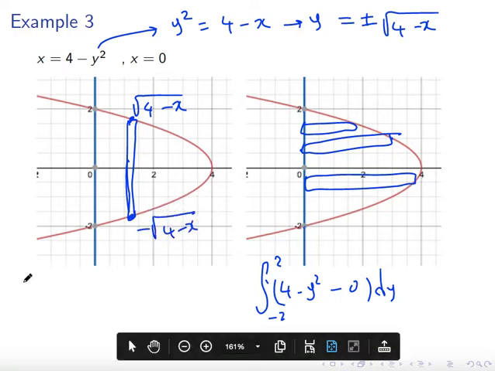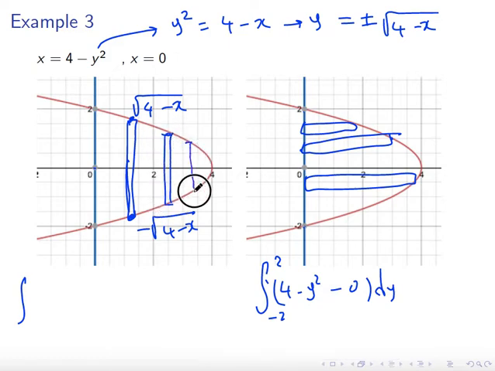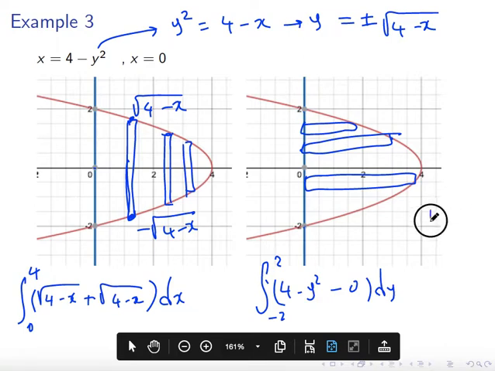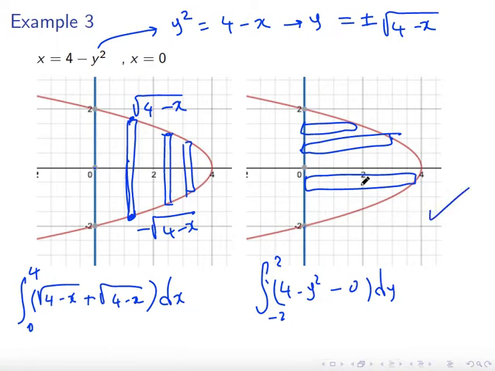Now if we set the integral with respect to x, x is moving from 0 to 4. It's basically how the vertical rectangles which are covering this area are moving. So it's from 0 to 4, and then the top one minus the bottom one, which is the square root of 4 minus x, minus negative square root of 4 minus x, which is going to be plus, so 2 times the square root of 4 minus x, dx. As you see, this is not very hard, but the other way is much easier. So we prefer to set the integral the other way.